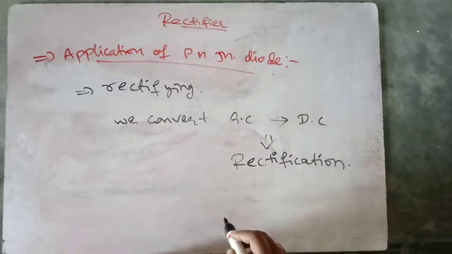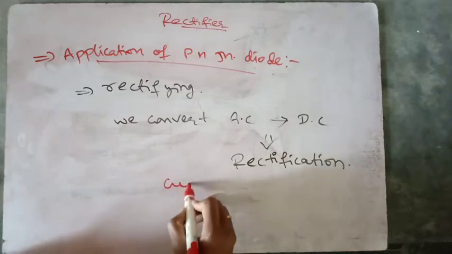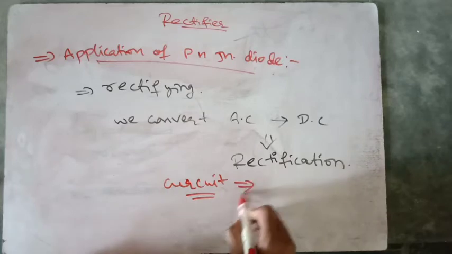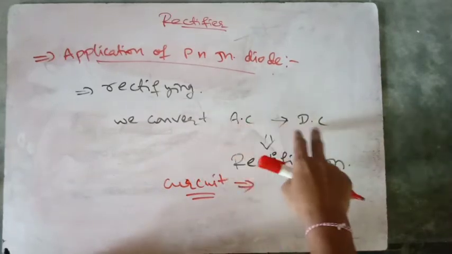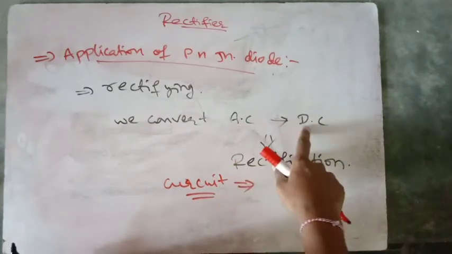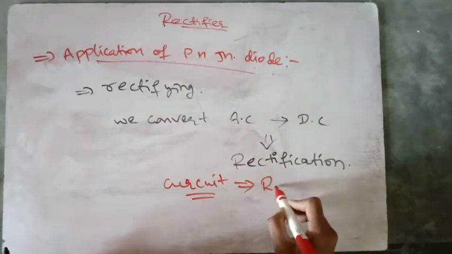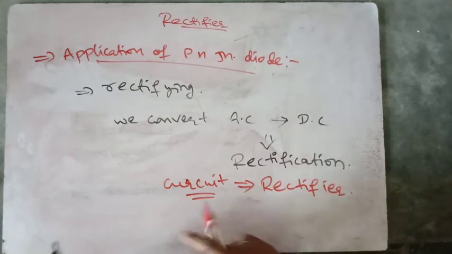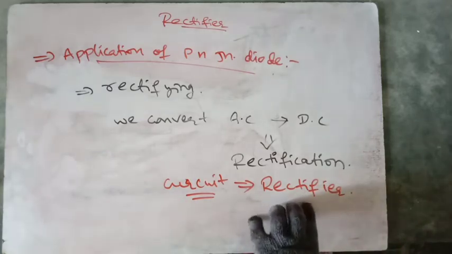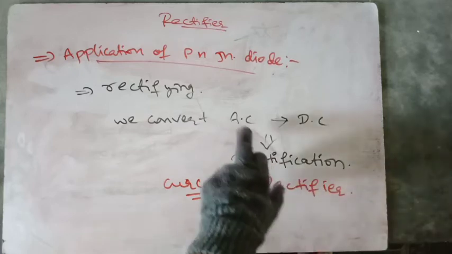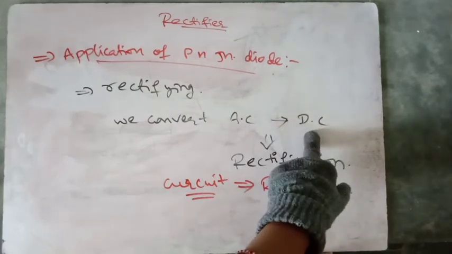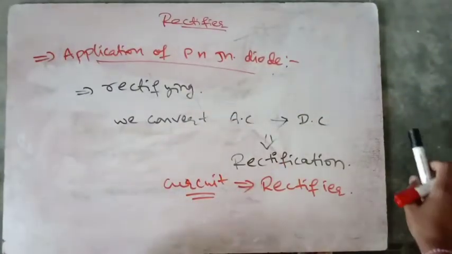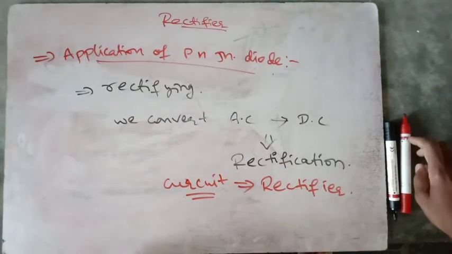And the device or the circuit which we use for converting AC to DC current or AC to DC voltage is known as a rectifier. So we use the rectifier circuit to convert AC to DC voltage by using the PN junction diode. This is what we are going to learn today.